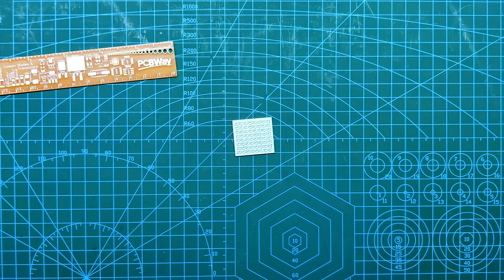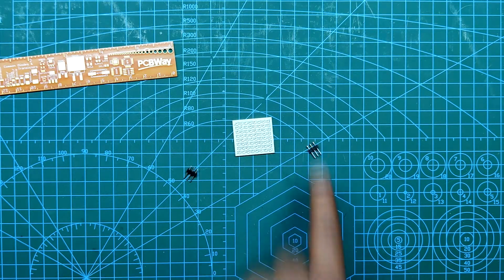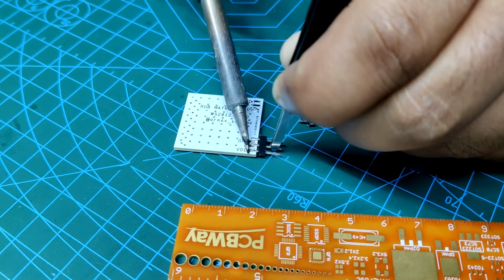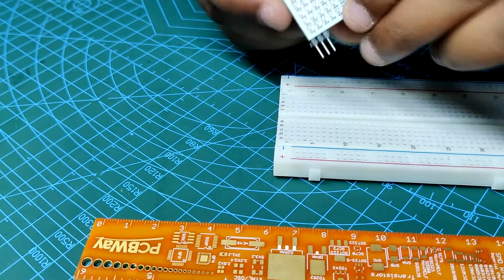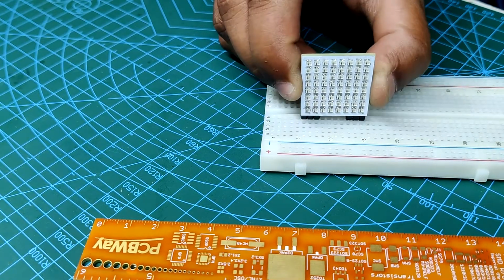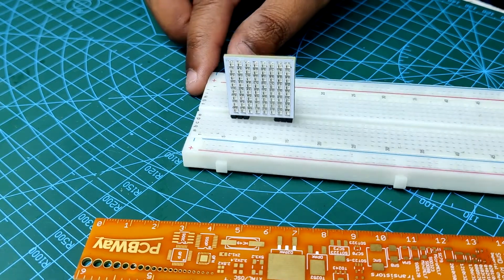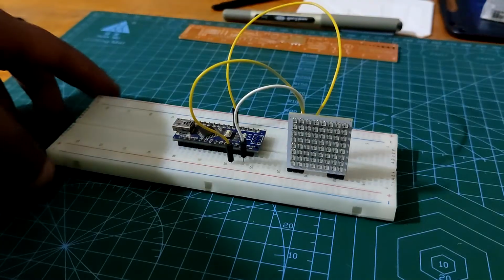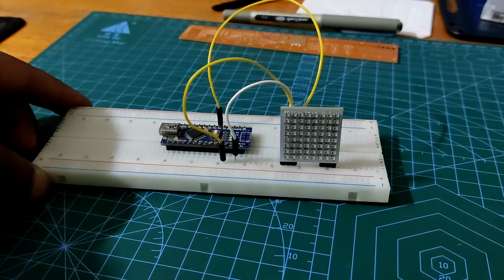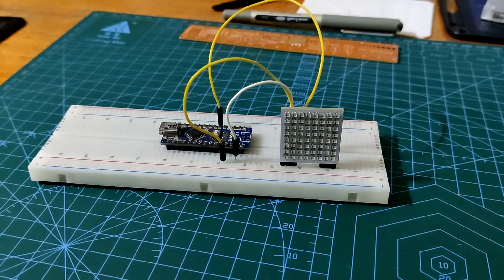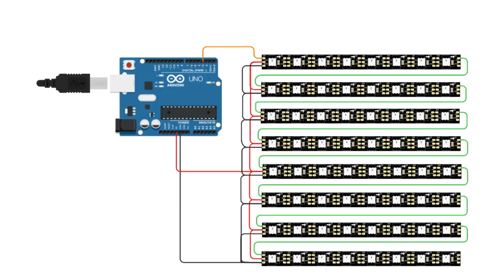Next, I added two CON3 header pins that let us attach this matrix board to the breadboard. To drive this mini matrix, I use an Arduino Nano board which I added to the breadboard and connected the matrix with it according to the following wiring diagram.